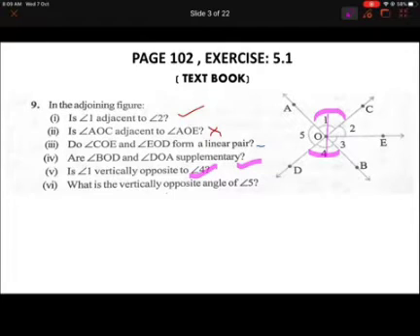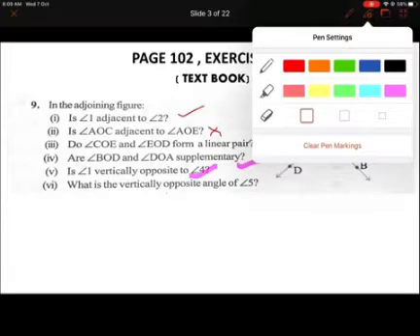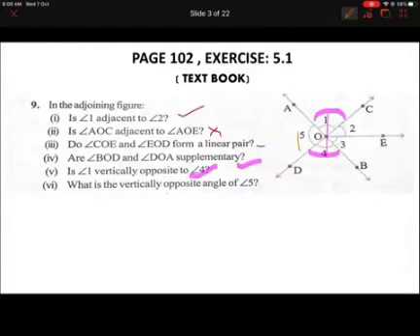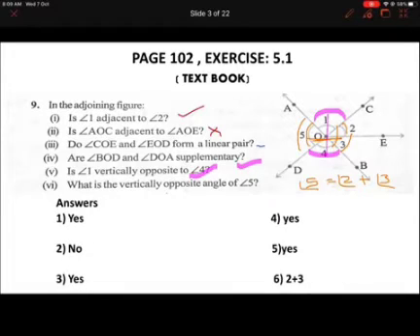Angle 5. Angle 5, as you all can see, is here. Opposite to that, there is not one single angle. It's been divided into 2 and 3. So when we are writing the answers, we will write angle 5 equals angle 2 plus angle 3, children. Okay, so 2 and 3 together is vertically opposite to angle 5. These two are vertically opposite angles. Okay.